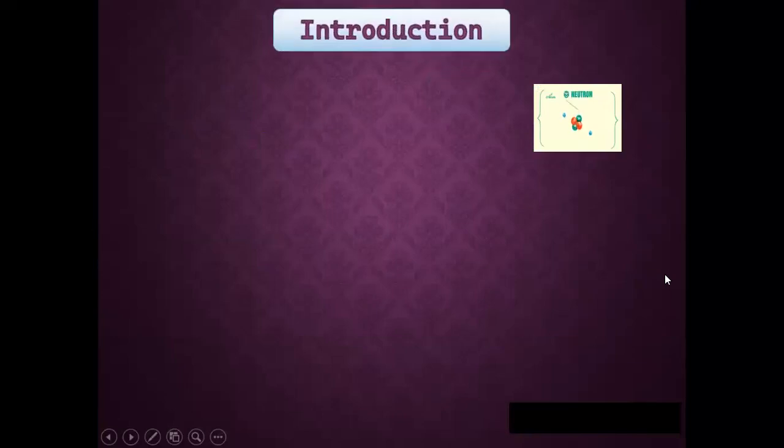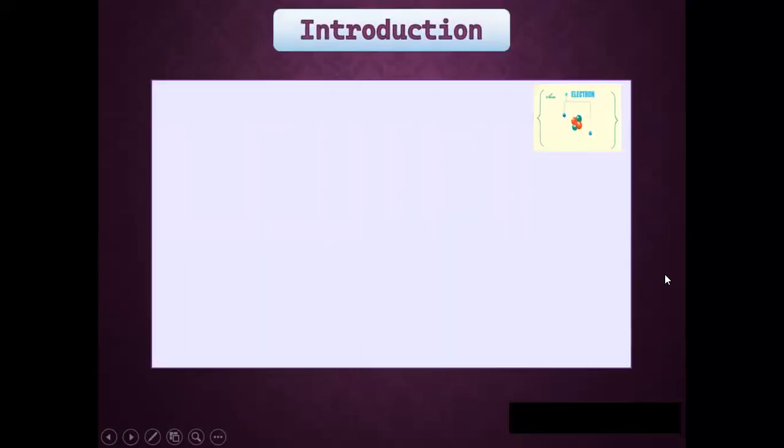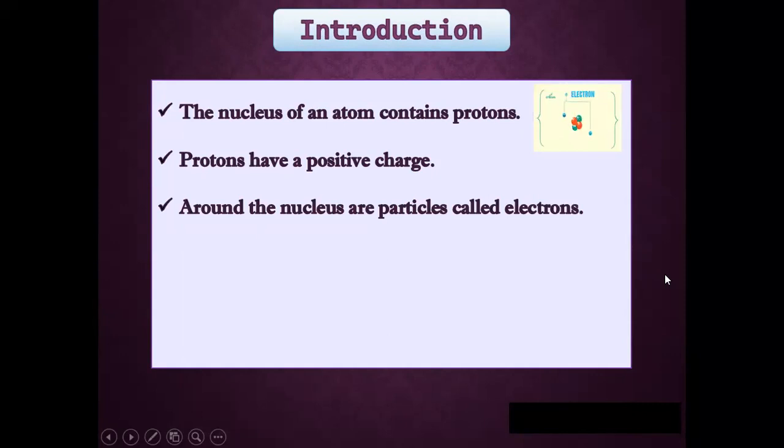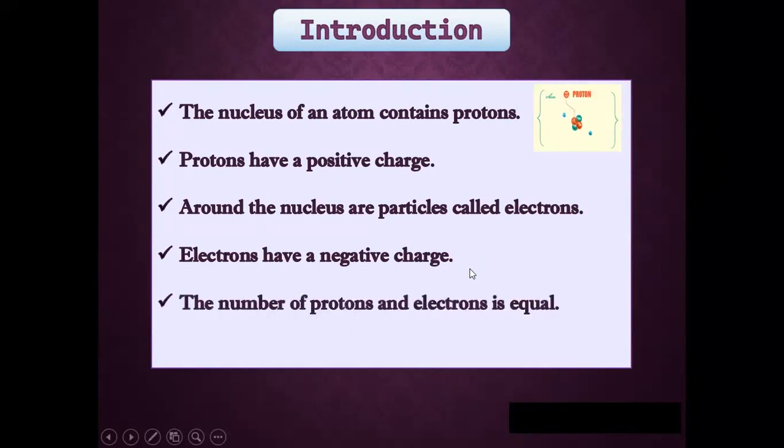Students, everything on Earth is made up of atoms. The nucleus of an atom contains protons. Protons have a positive charge. Around the nucleus are particles called electrons. Electrons have a negative charge. The number of protons and electrons is equal. Therefore, atoms are neutral.